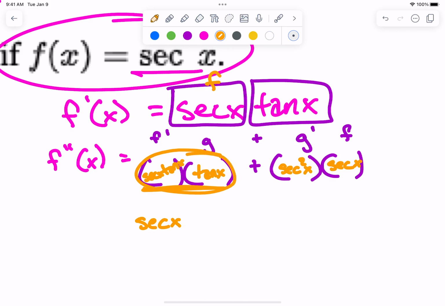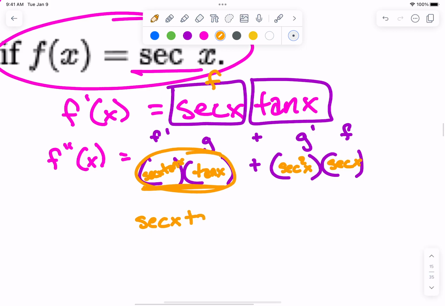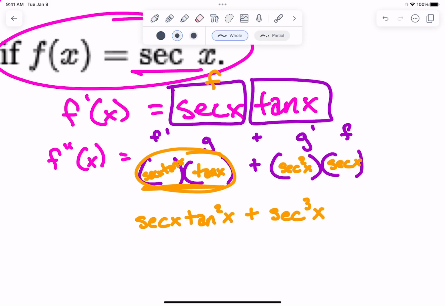All right, this first part, if we simplify, we have secant and two tangents. So we have secant x and then tangent squared x, plus 2x plus secant to the third. Secant cubed x.